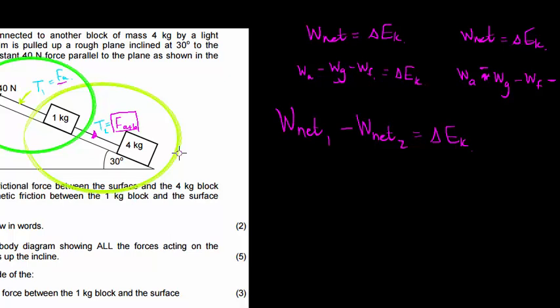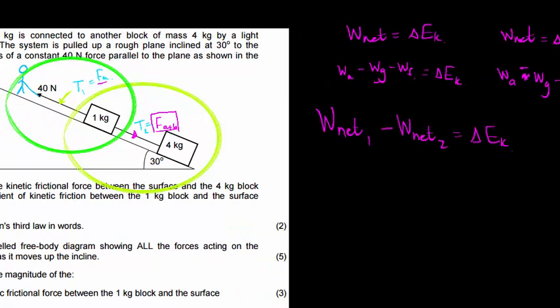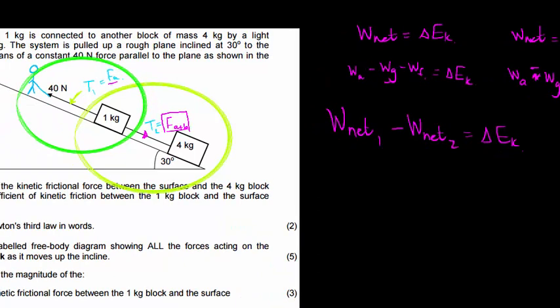So a quick question. For block 1, the tension 2 is pulling it backwards, right?